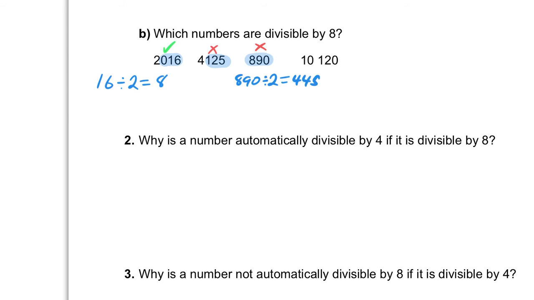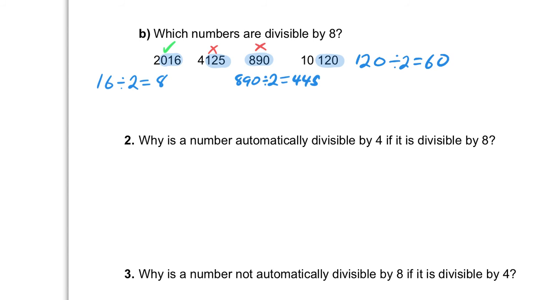Finally, let's look at 10,120, looking only at the last 3 digits. Let's see, 120 divided by 2 is going to be 60. And 60, is that a multiple of 4? Well, I should know that 60 is a multiple of 4. I can go 4 times 15 and get 60.